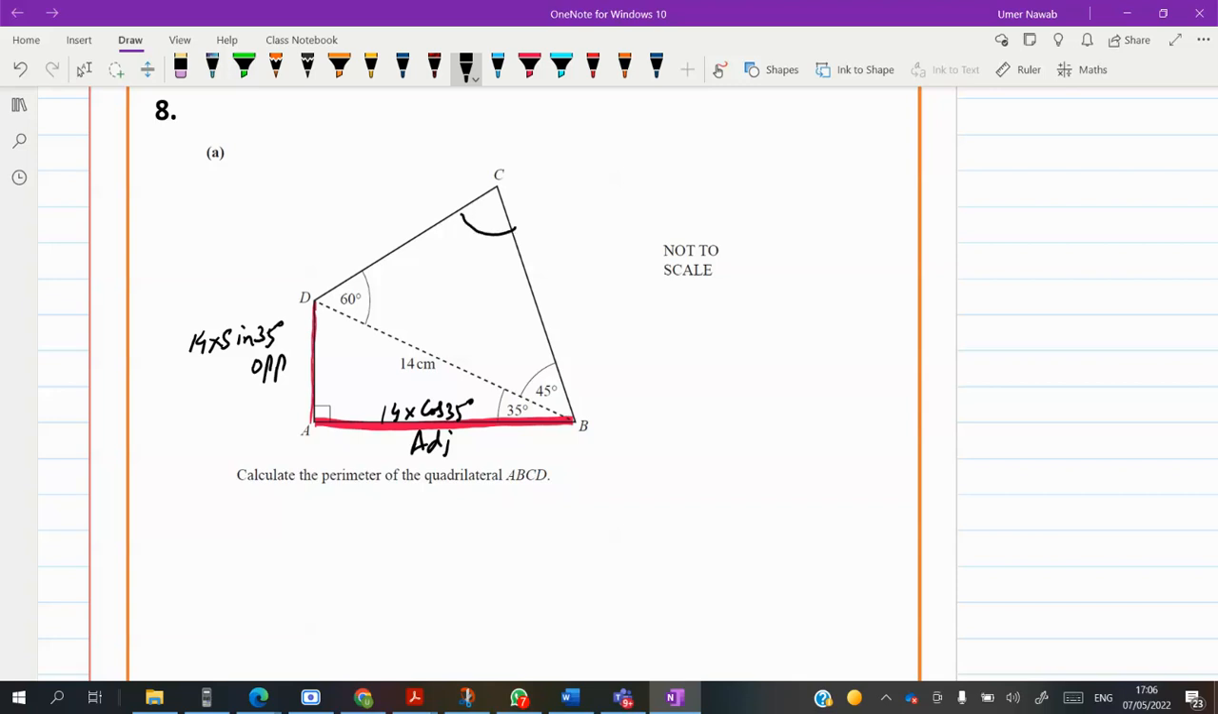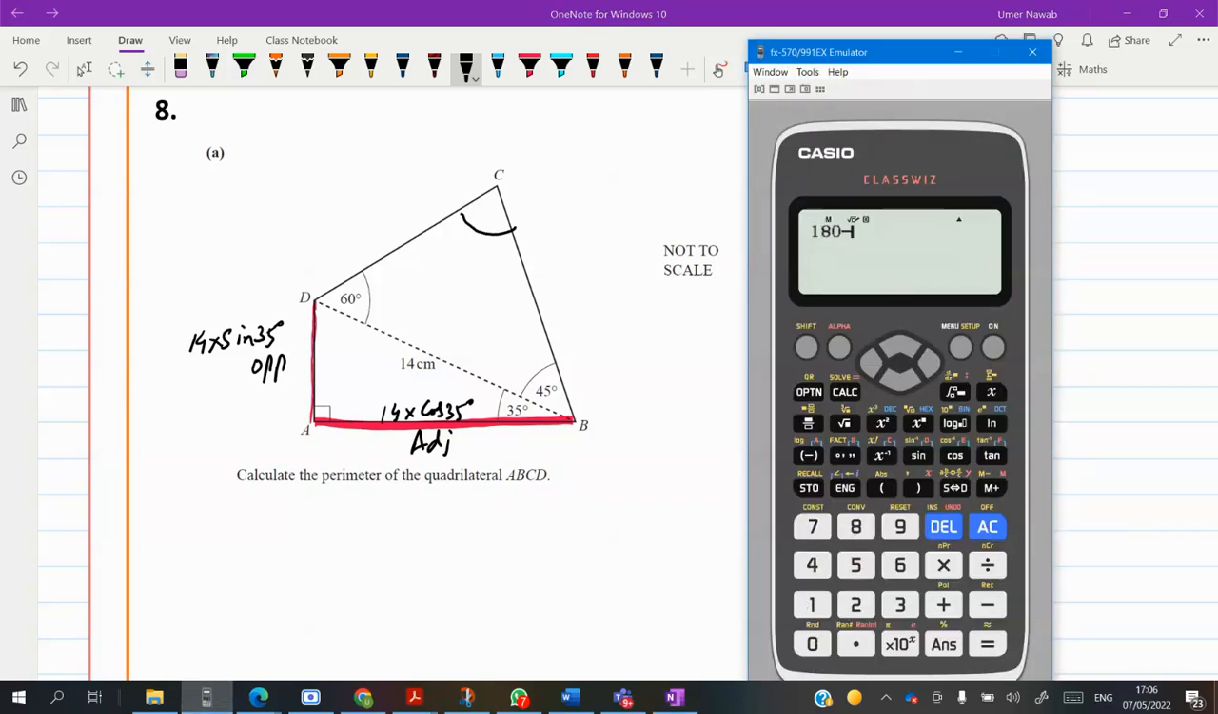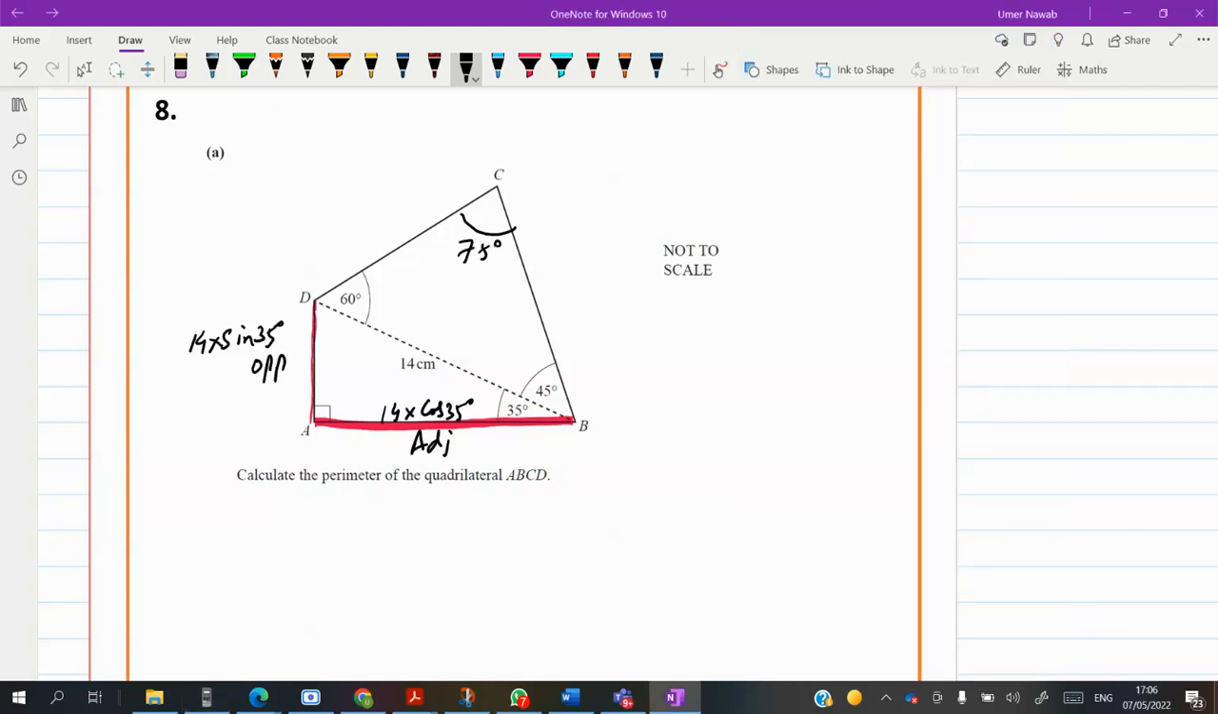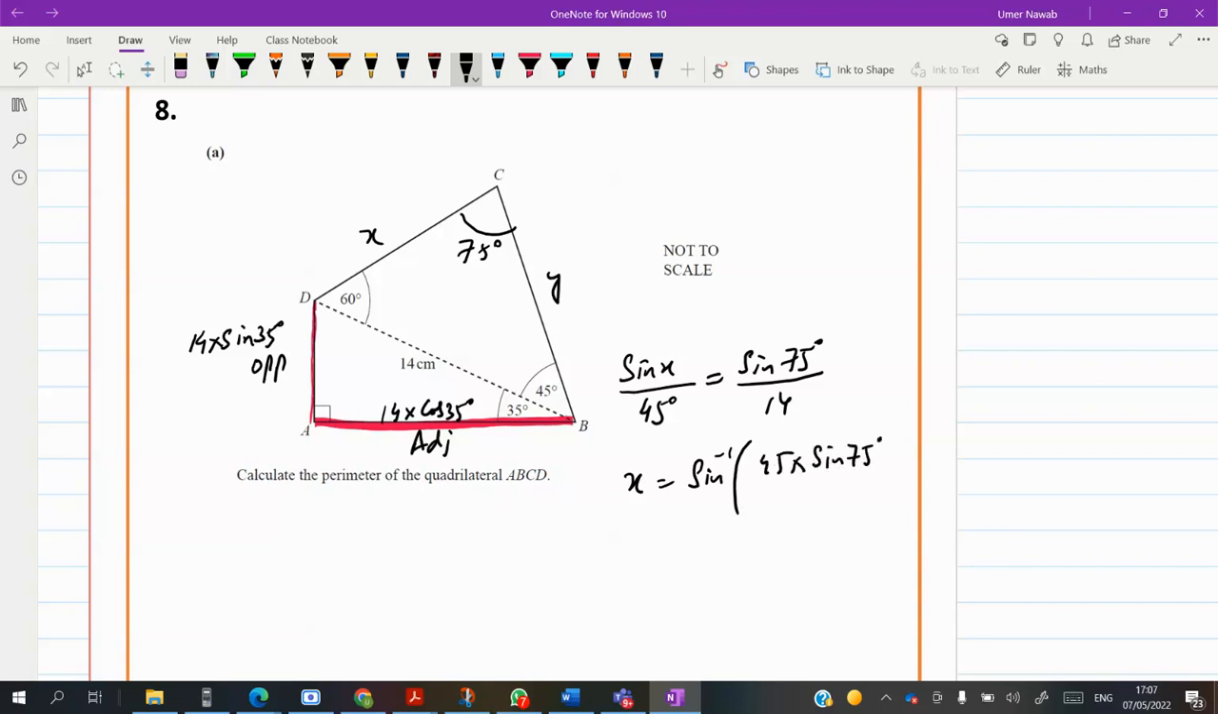Now this angle will be what? 180 minus bracket open 60 plus 45. I get 75. Now the opposite angles are given to me. I can find this side and this side by using the sine rule. So sine x over 45, sine 75 over 14. So x will be equal to shift sine 45 times sine of 75 over 14. That will give you x.